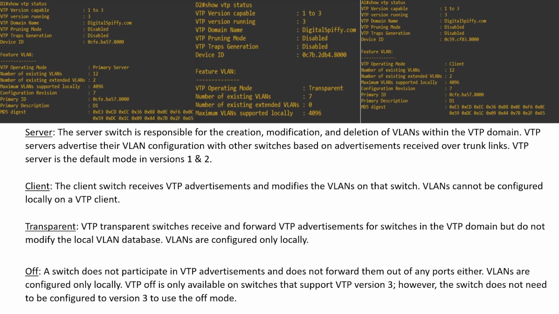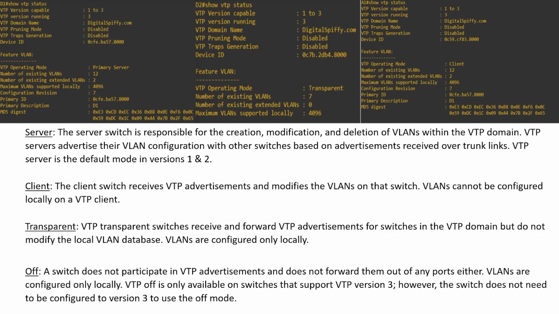Client. The client switch receives VTP advertisements and modifies the VLANs on that switch. VLANs cannot be configured locally on a VTP client. Transparent. VTP transparent switches receive and forward VTP advertisements for switches in the VTP domain, but do not modify the local VLAN database. VLANs are configured only locally.